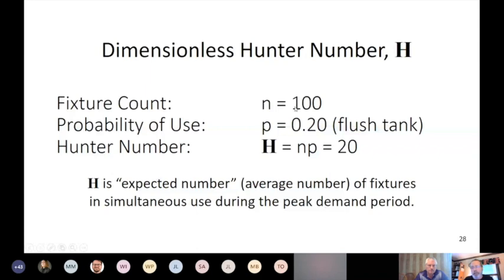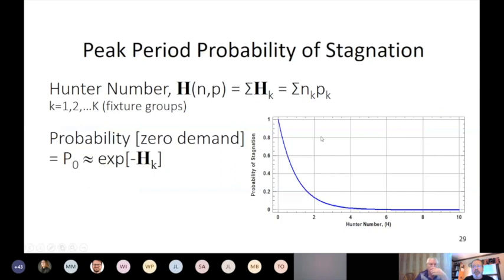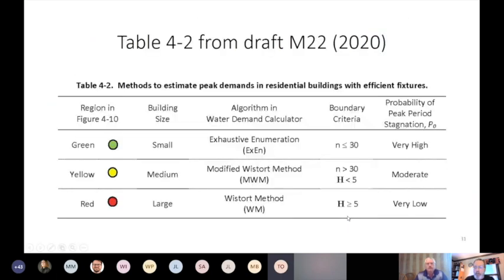So in the case that we looked at earlier with 100 flush tanks and a probability of 20%, the Hunter number would be 20. And it turns out that there's an interesting connection between stagnation during the peak period and the Hunter number, and that stagnation is connected in the following expression here. The exponential function to minus the Hunter number, it turns out, gives you a really good estimate of stagnation, and we can see that in this plot. So we'll refer to that from time to time.